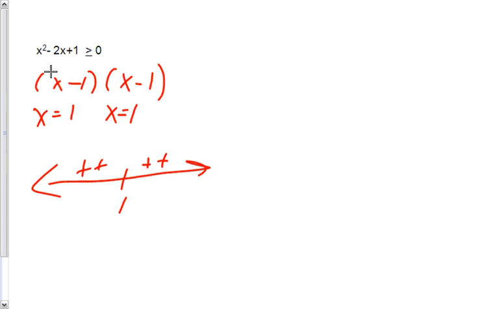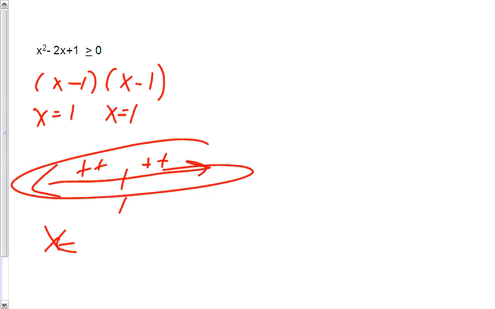All right. It asks if it's greater than or equal to 0. Can I include this point here? Yep, because it's equal to. So x is everything. X is an element of the real numbers, so from negative infinity to infinity. Right? We have our final question.